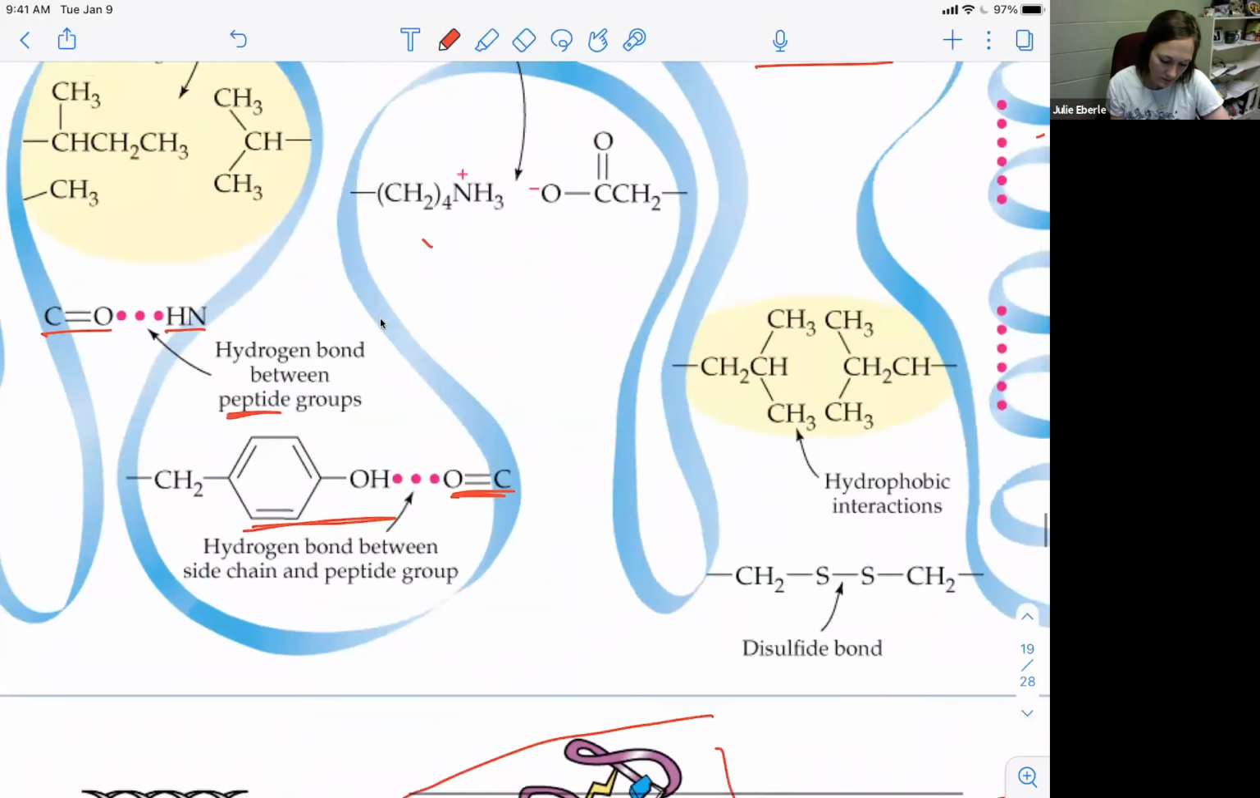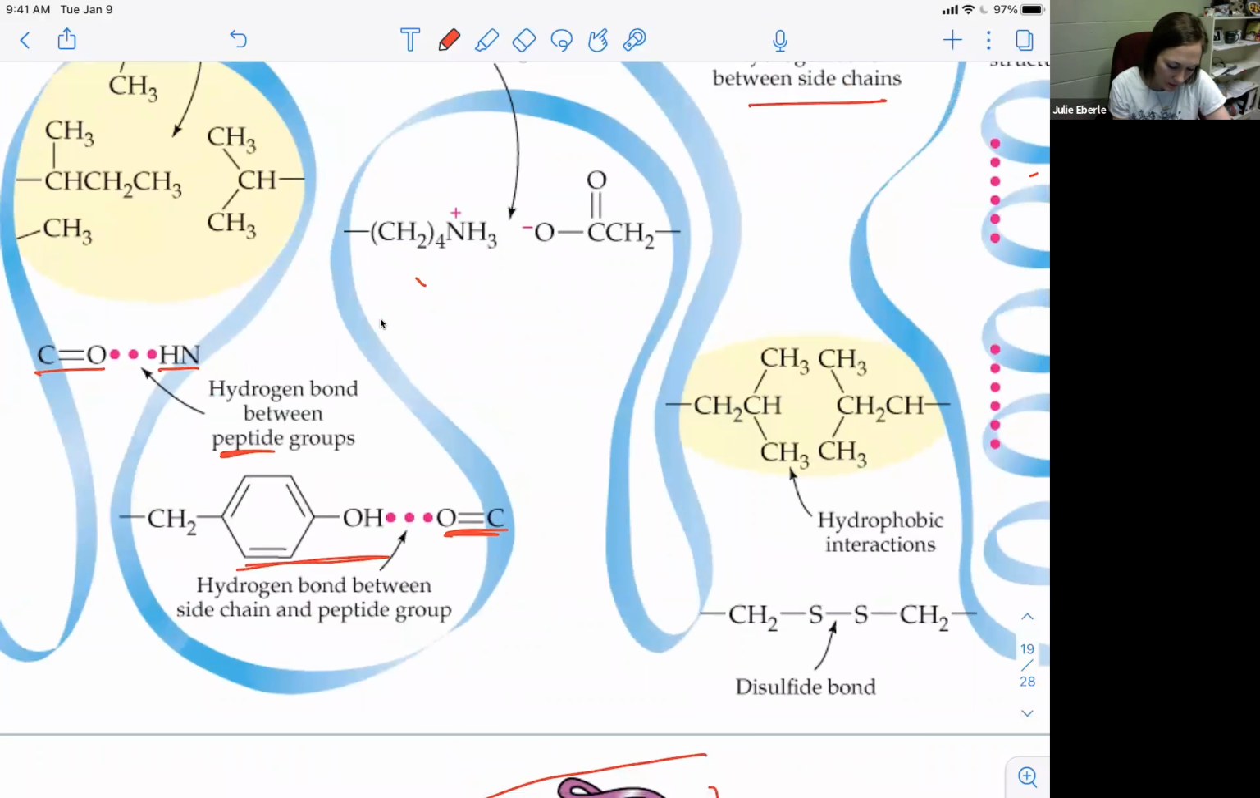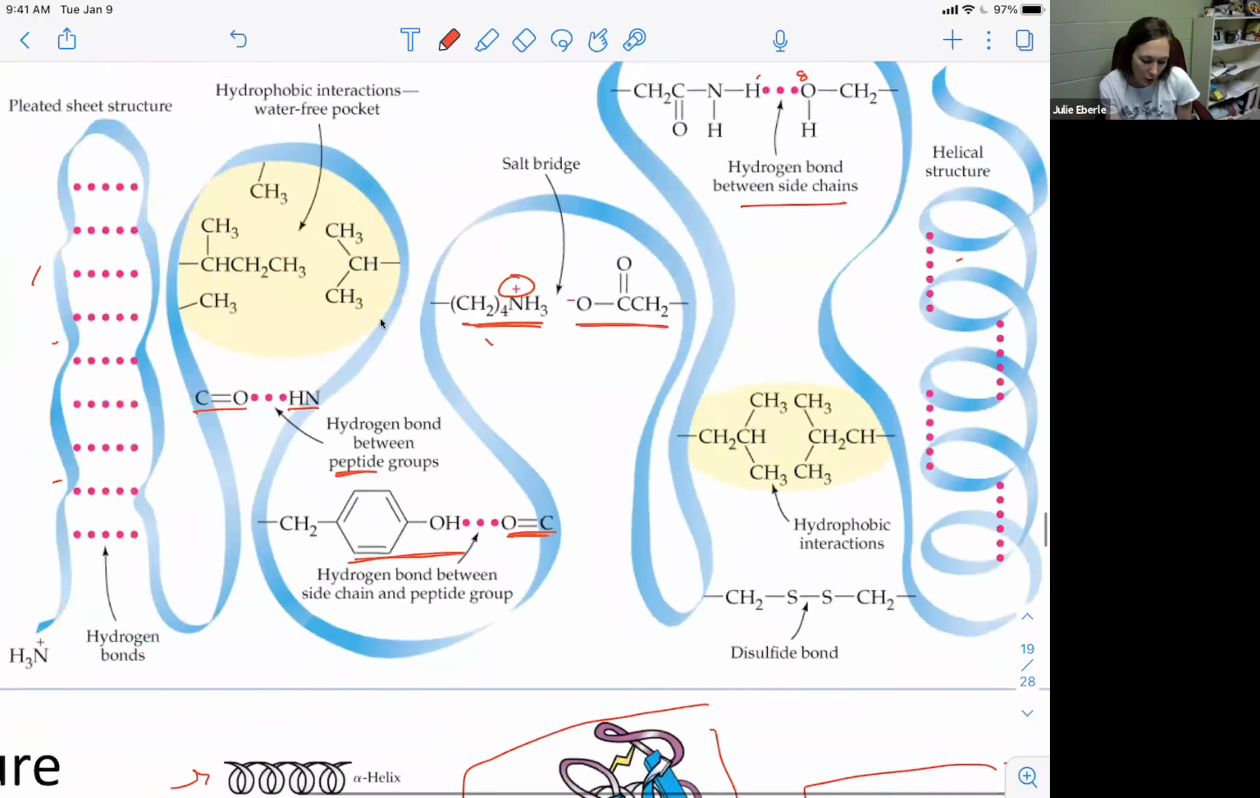Okay. And then right up here, you have lysine. It's got a positive charge on its side chain. It's a basic amino acid. It's interacting with what looks like aspartate. It's got a negative charge on its side chain, so that's a salt bridge. So all the different kinds.